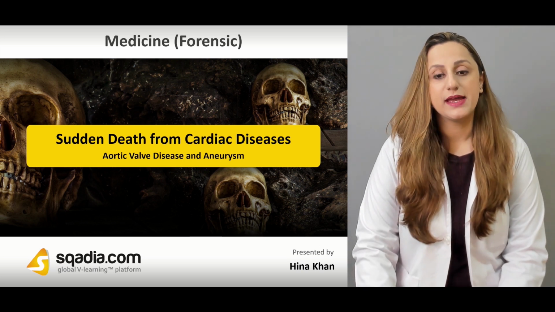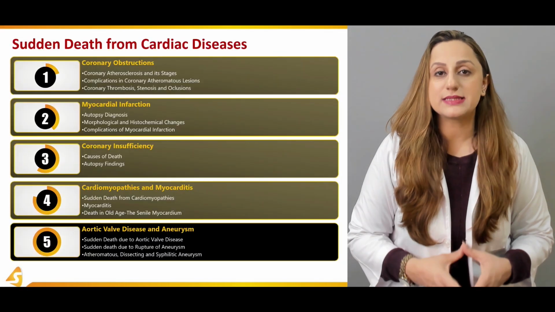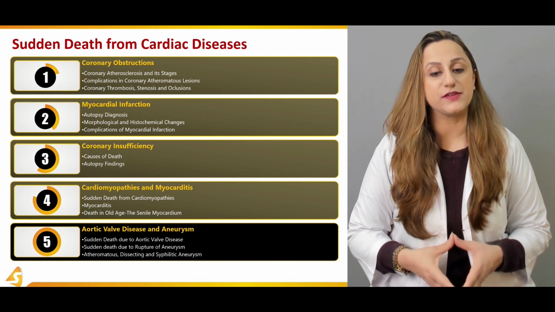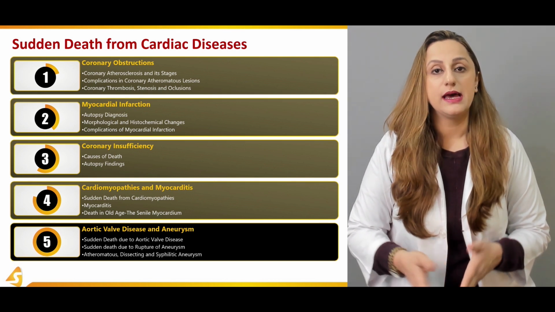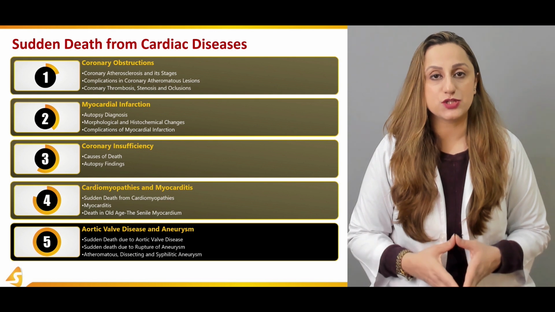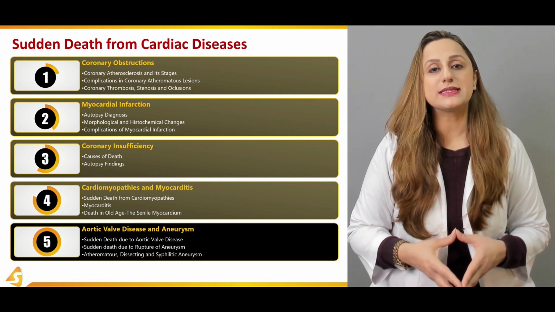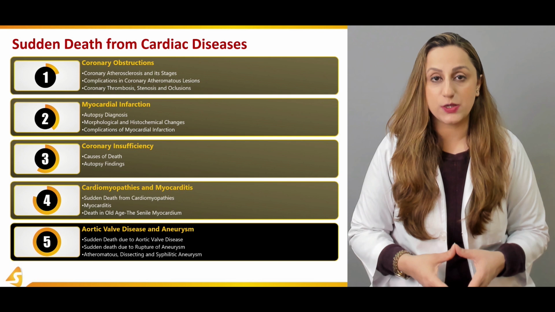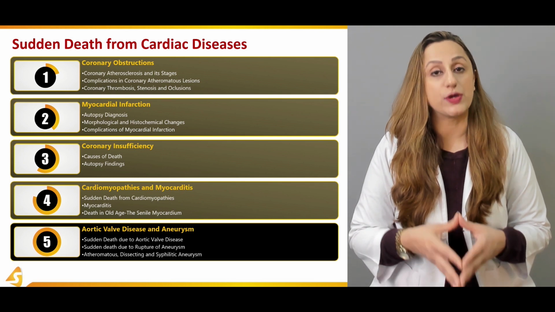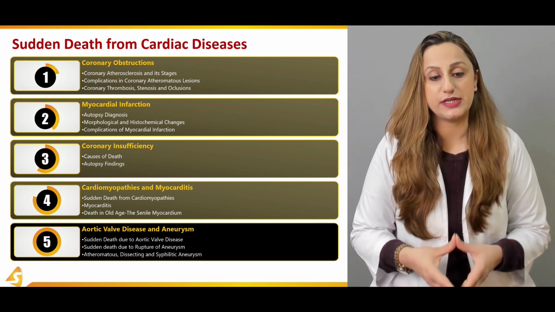So talking about these diseases, basically we are talking about the aortic valve diseases and the aneurysms at the same level, and they'll be discussed over here in this section. We'll be discussing the sudden death due to the aortic valve diseases, the sudden death due to the rupture of the aneurysms. It's also discussed over here.